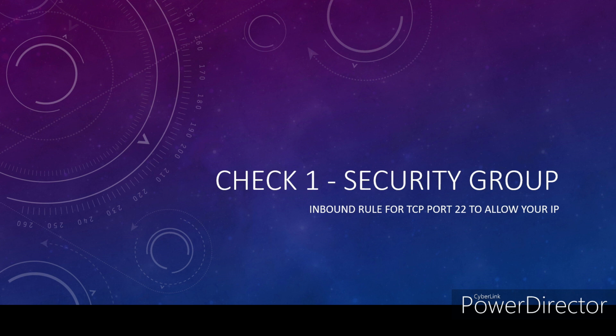Okay guys, let's now proceed to check why exactly this connection timeout occurs. There are different checks we can do in order to fix this connection timeout. First of all, we will see the security groups. We have to see that the security group attached to the AWS instance has allowed TCP port 22 for all the IP addresses, or at least for your IP address. So we have to create an inbound rule.